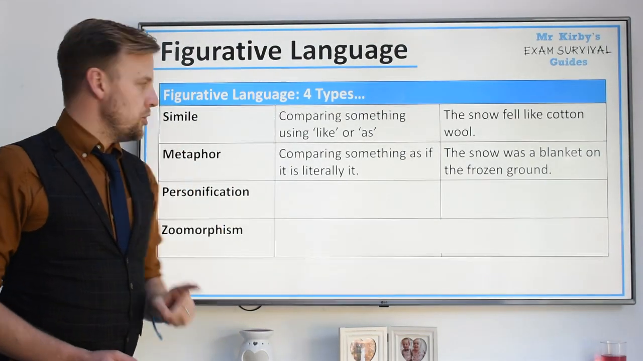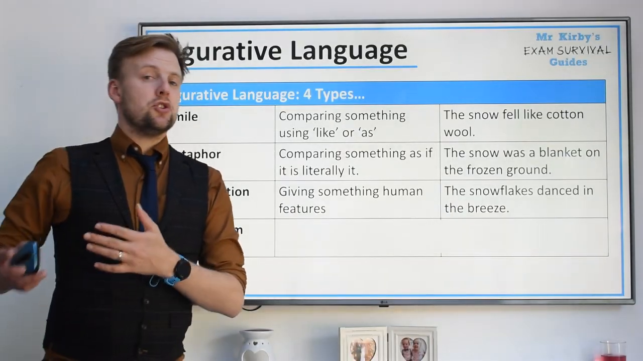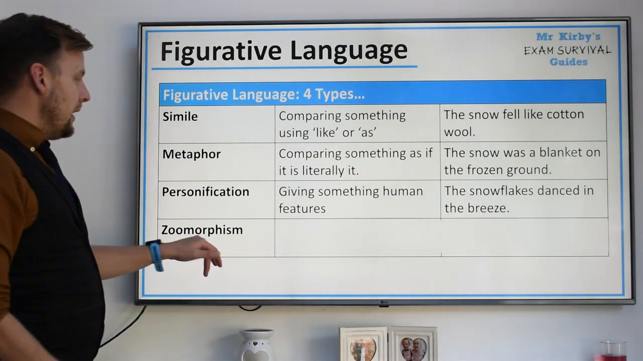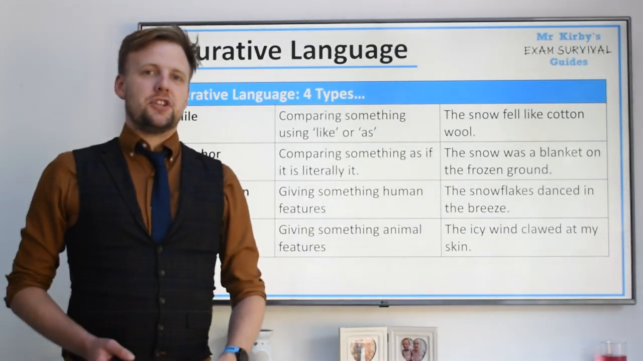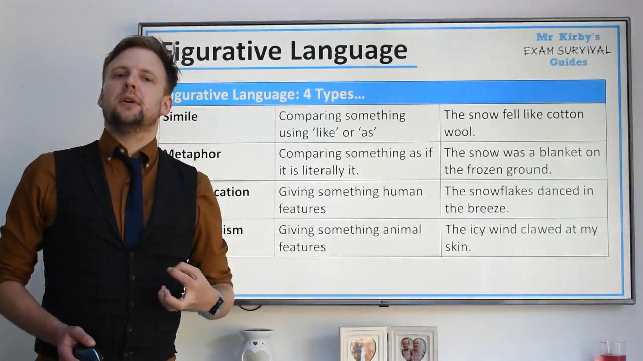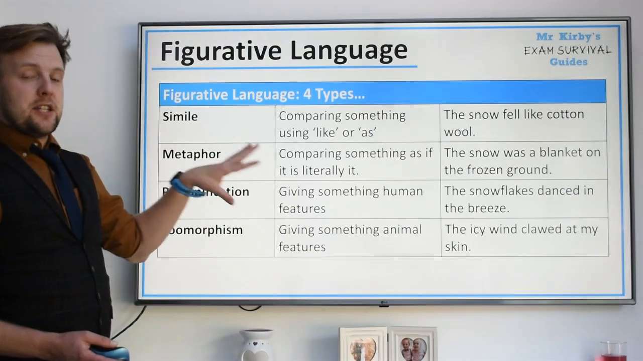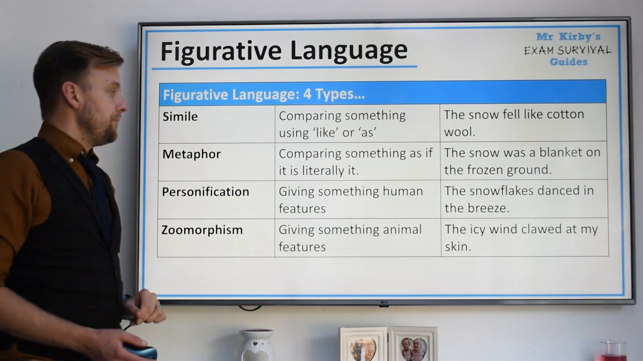But if you can remember 2 more, the first one is personification. That's when you give something that's not human features, so it sounds human-like. And the last one is zoomorphism, which is exactly the same as personification, but with animals instead. So: the icy wind clawed at my skin. If you don't know these 4, you're going to find analysing figurative language super difficult. So make sure you've got them on lock.